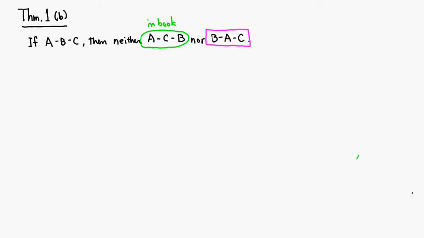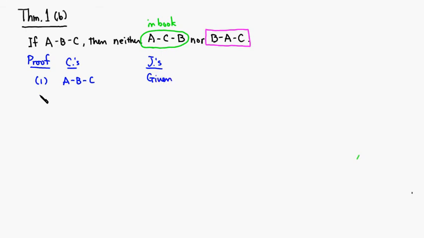Alright, so let's write a proof. Conclusions and the justifications. As usual, we're going to write down the givens. So in this case, we know that B is between A and C. This is given.